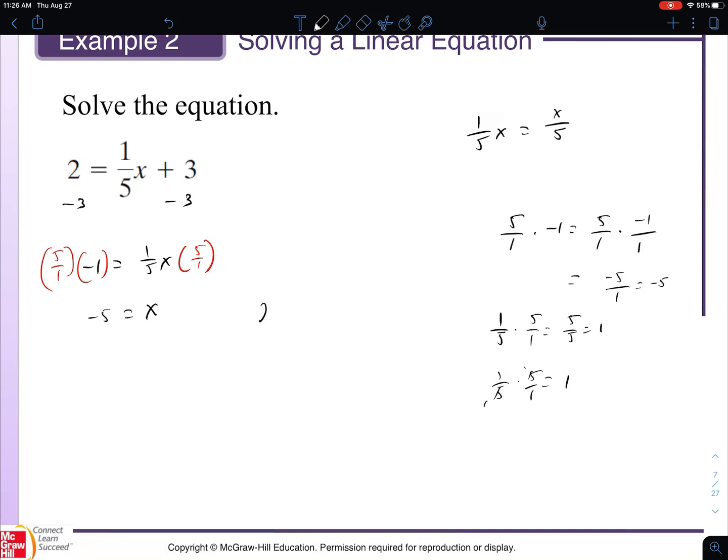So here we get 2 is equal to 1 over 5 times negative 5 plus 3. Just like I showed here, this is going to be equal to negative 1, because 1 over 5 times negative 5 is the same thing as negative 5 over 5, which is negative 1. And here 2 is equal to 2, so my solution, in fact, is negative 5 for this one.